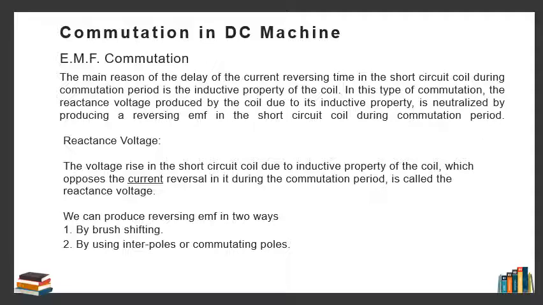Reactance voltage: the voltage rise in the short circuit coil due to the inductive property of the coil, which opposes the current reversal in it during the commutation period, is called the reactance voltage. We can produce reversing EMF in two ways. Number 1, by brush shifting, and number 2, by using interpoles or commutating poles.